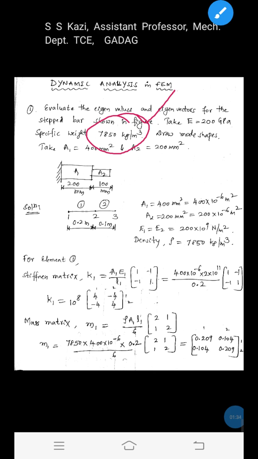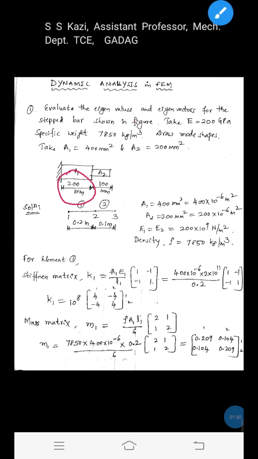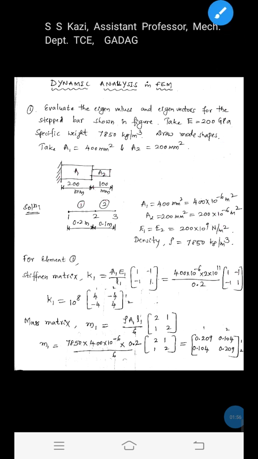This mass density, no need to convert it into the weight density because it is given in kg per meter cube. Directly we will substitute in the formula for mass matrix. Now the length of the first element given is 200 mm and element 2 is given 100 mm. Now first let us generate a finite element model for this geometric model.